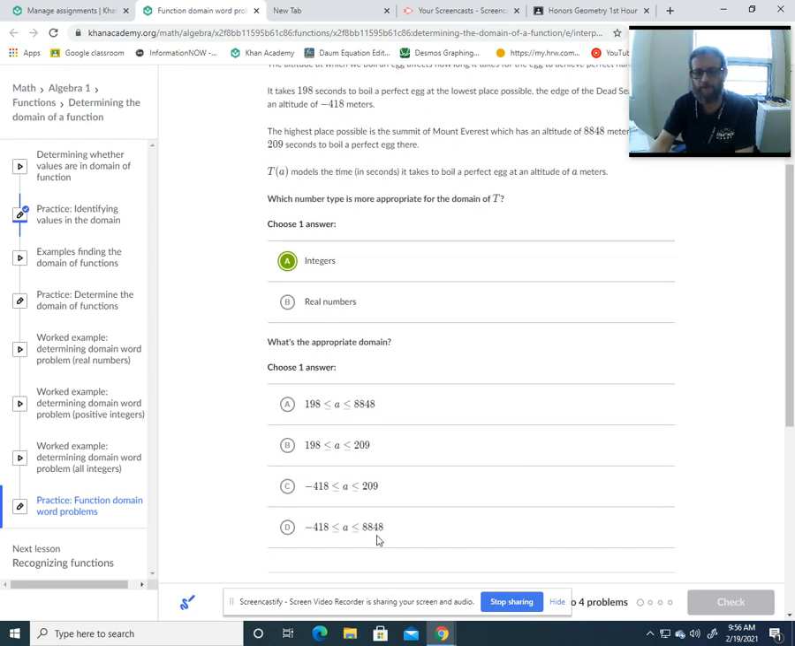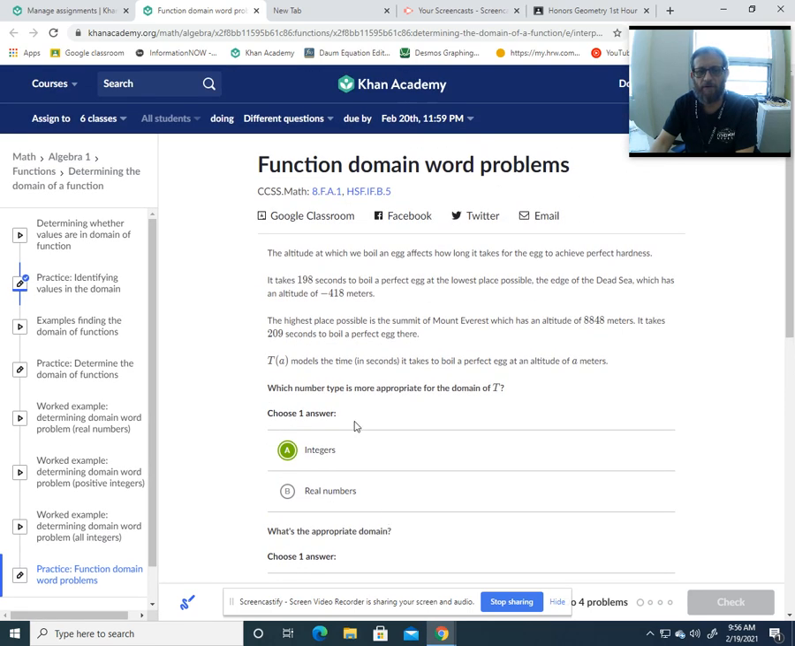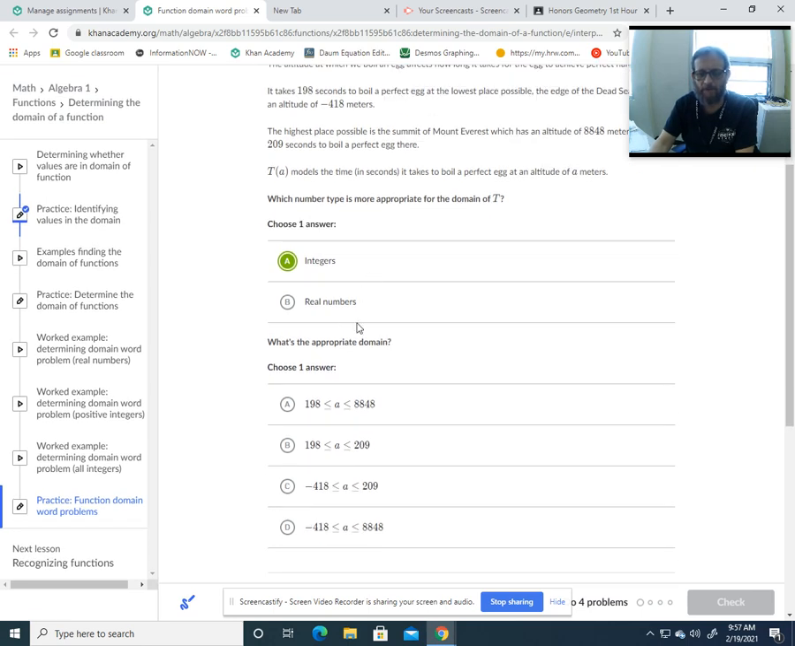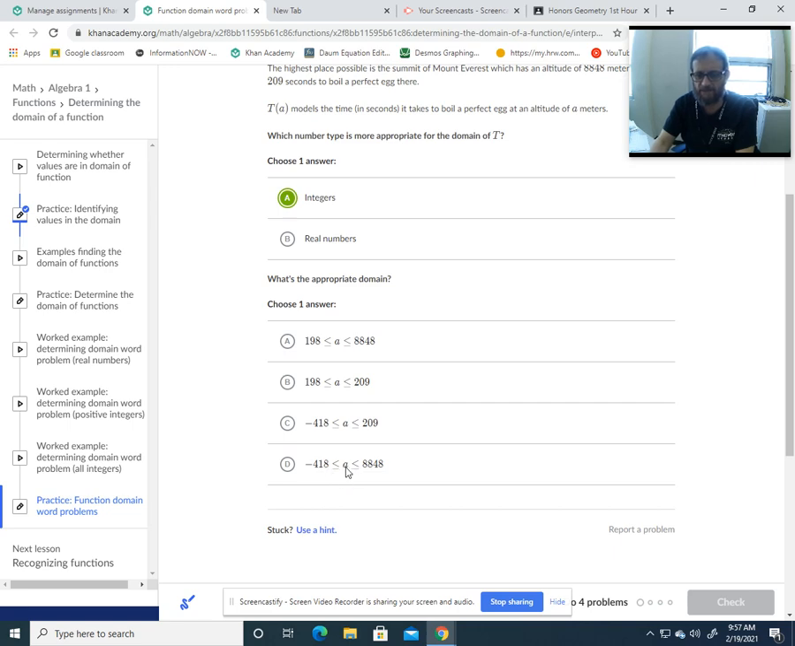And then we want to know what the appropriate boundaries are. Well, if you go up here, it says the altitude of the Dead Sea is negative 418 meters, and the altitude of Mount Everest is 8,848 meters, and everything has to be in between. Now, again, T models the time it takes to boil an egg at 80 meters. So our altitude is our domain, our seconds is our range. So when we want to know our domain, it's going to be between, but it's also going to include those two heights. So it's going to be between negative 418 and 8,848, but it also has an equal to because you can theoretically be at those specific heights.